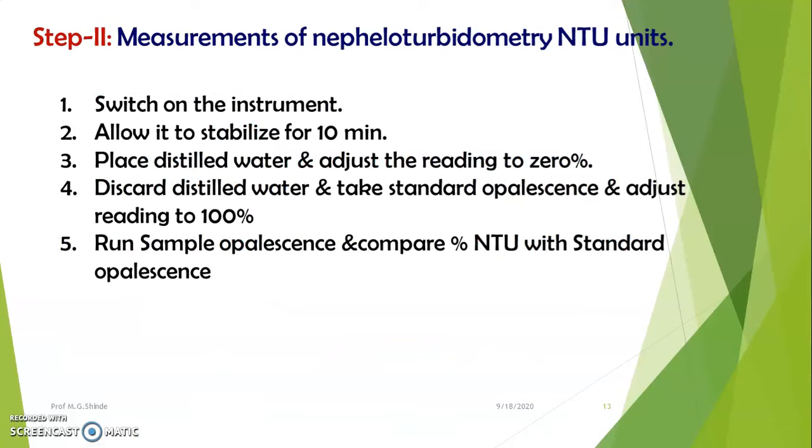Now the second step is measurement of Nephelo turbidometry NTU units. Here, very first of all we have to switch on the instrument, allow it to stabilize for 10 minutes, flush distilled water and adjust the reading to 0%. Then we have to discard the distilled water and take the standard opalescence, and adjust the reading to 100%. And we also have to note down the first NTU, which we consider as 100% for the standard. Then we have to run the sample opalescence and compare the percentage NTU with the standard opalescence.